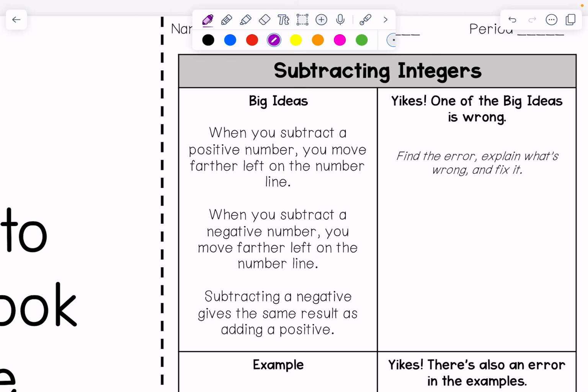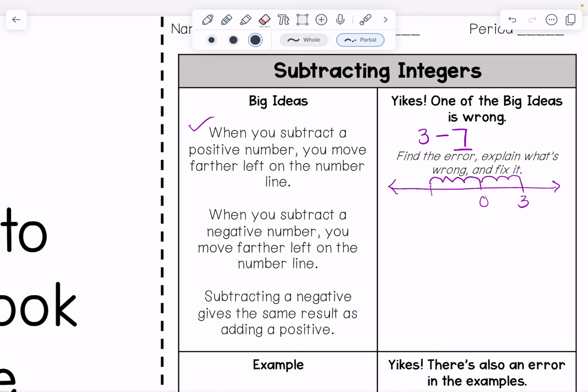So if we think of our activities in class with subtracting on the number line, if I was doing, let's say 3 minus 7, so I'm subtracting a positive. Right now that 7 is a positive. So if we think of the number line, here's 0, we'll say I'm at 3. So if I subtract 7 from 3, I'm going to be moving to the left 7, okay? And so when I subtract a positive number, I'm moving farther left on the number line. That is true.